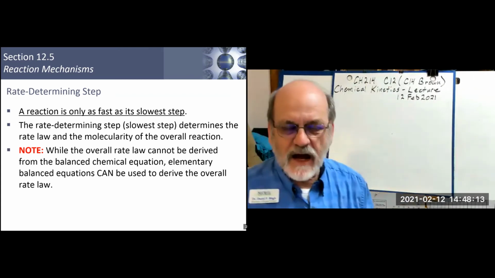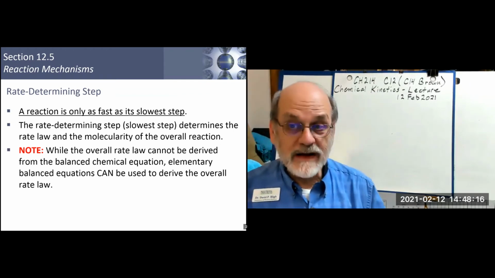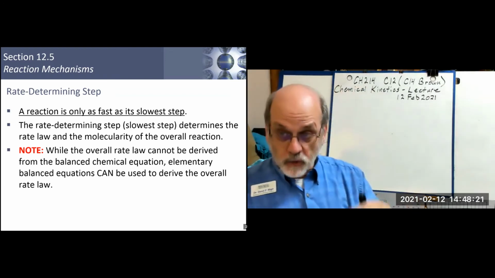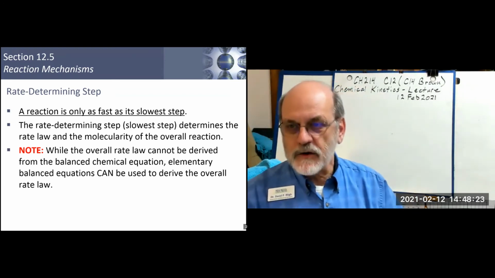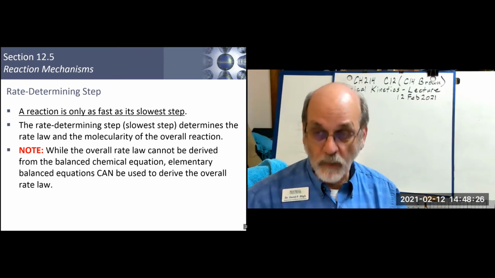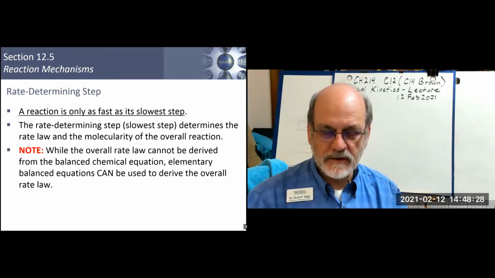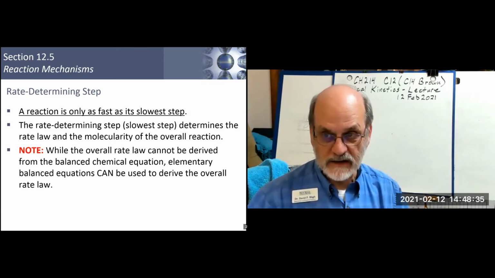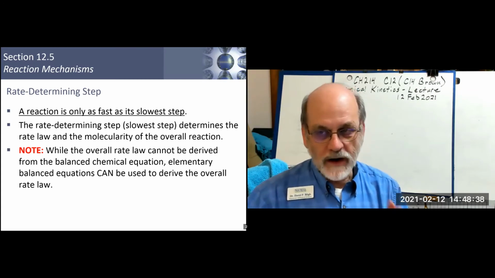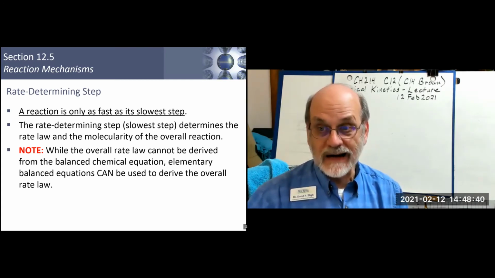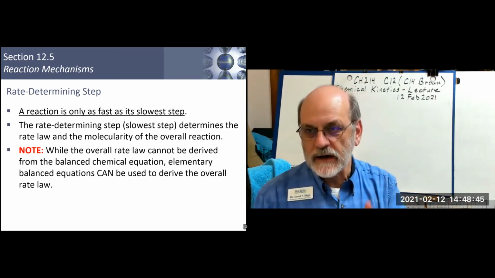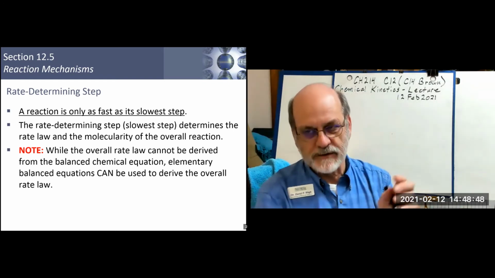The next concept is, what's the rate determining step? It's logical, it's reasonable to assume that if you have two or more elementary steps, they're not all going to happen at the same rate. Right? There will be differences in rate. So one of them is going to be the bottleneck. The rate determining step is the slowest one in the series of elementary steps.